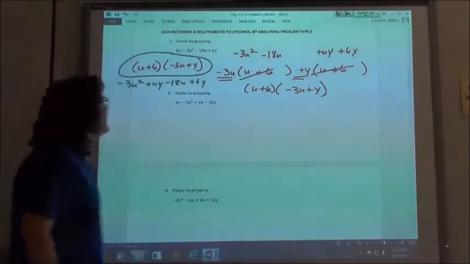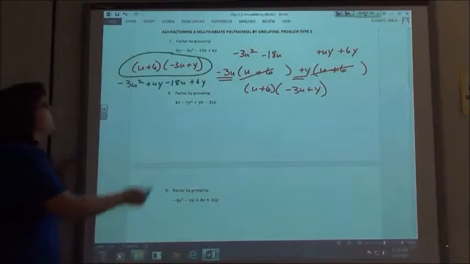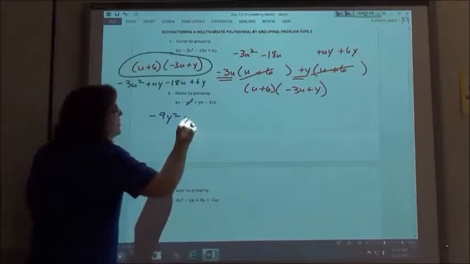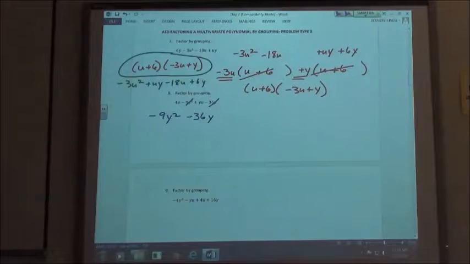So number 8 again says to factor by grouping. Again, I always like to start with the highest exponent first, so I'm going to use the negative 9y squared. I'm going to group that with the minus 36y because I think they have the most in common. You could try it with something else. If it doesn't work, you can always start over and guess again.